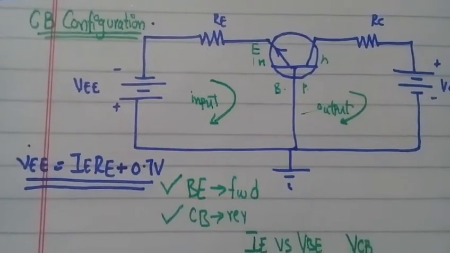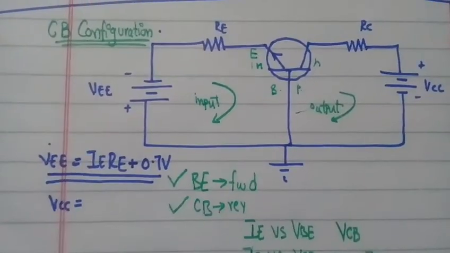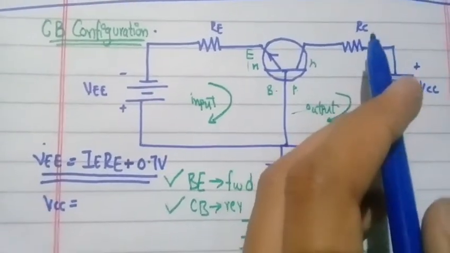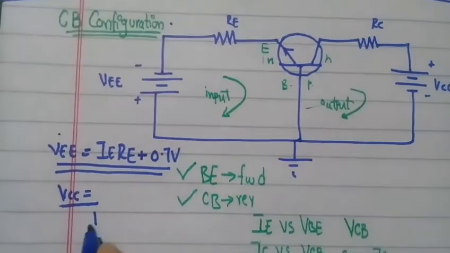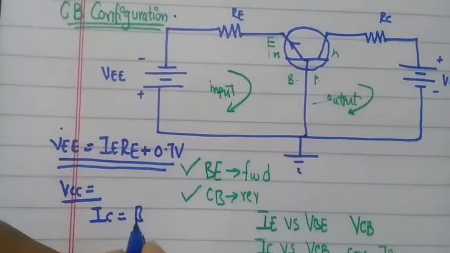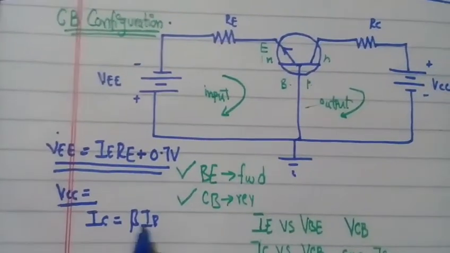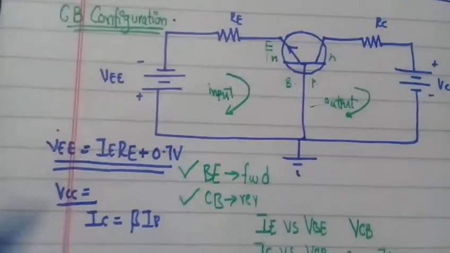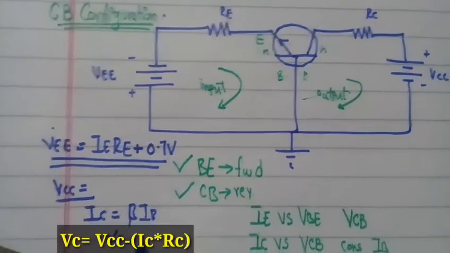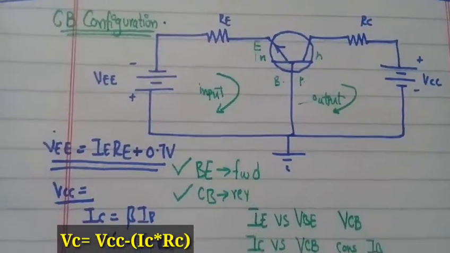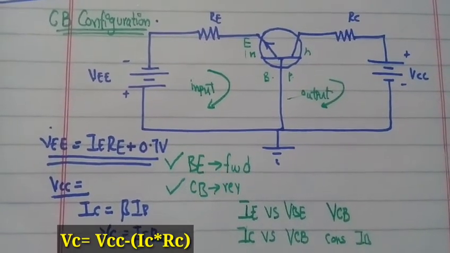In the output loop, VCC will drop over only this resistance, which is IC into RC. So there is no need to find this loop. We will only find this current, IC equals beta times IB. As we know, beta is equal to IC over IB. So IC will be taken from this formula because the beta of every transistor will be given. We will find IC, and we will find VC from IC into RC. So voltage VC will be taken, and voltage VE will be taken. So that's all. These are all the formulas we will take for common base configuration.